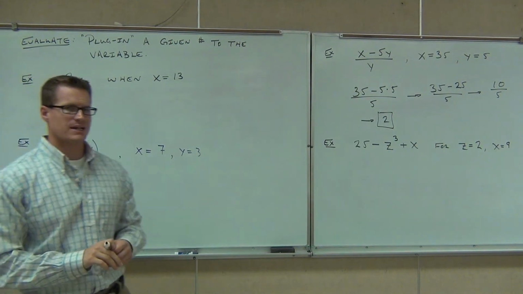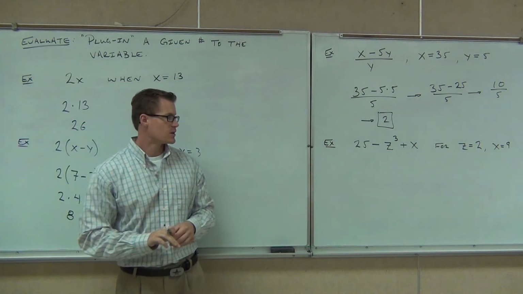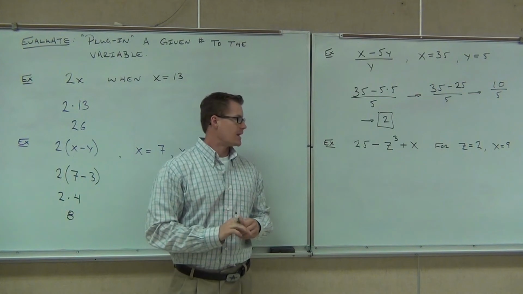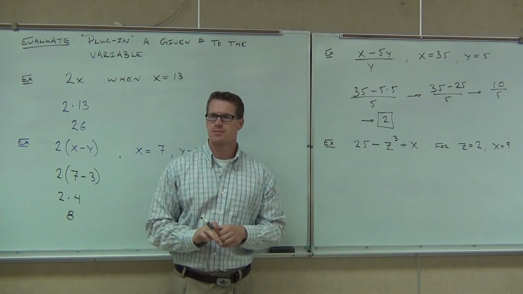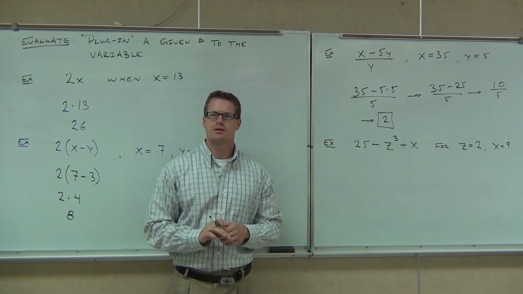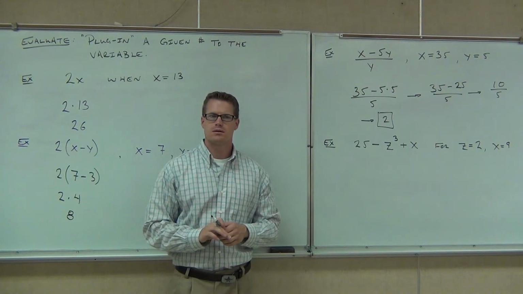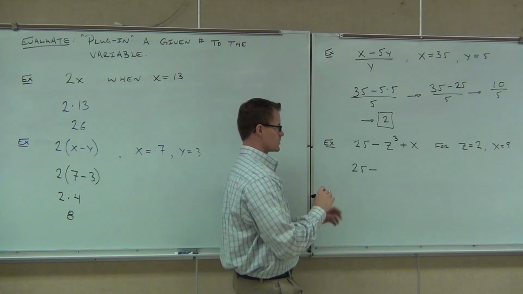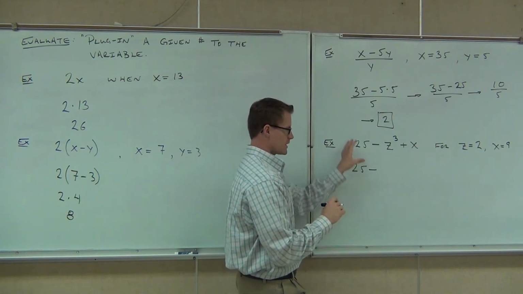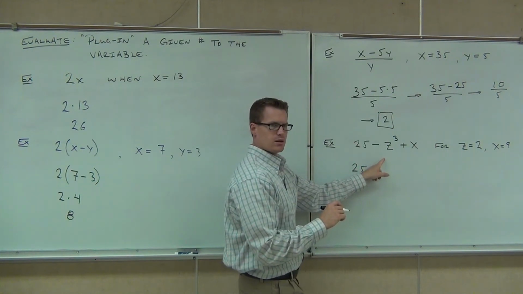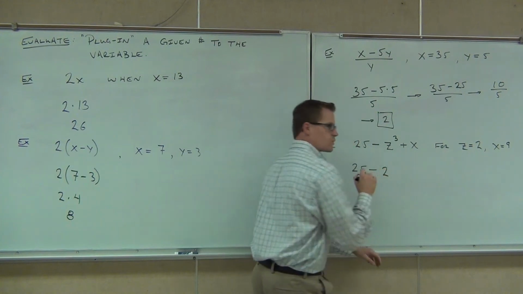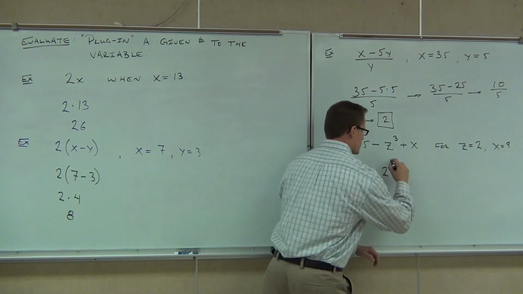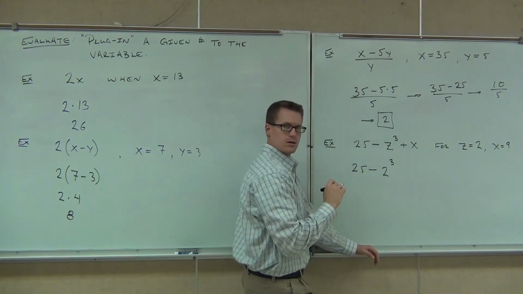That's 25 minus z cubed plus x when z is 2 and x is 9. Tell me what I need to write. 25 minus 2. Hang on, I'm slow. 25 minus, great. Okay, we got that part down. That's not changing. The z becomes a what? 2. Is it still raised to the third? Yes. And then what? X. Plus 9.